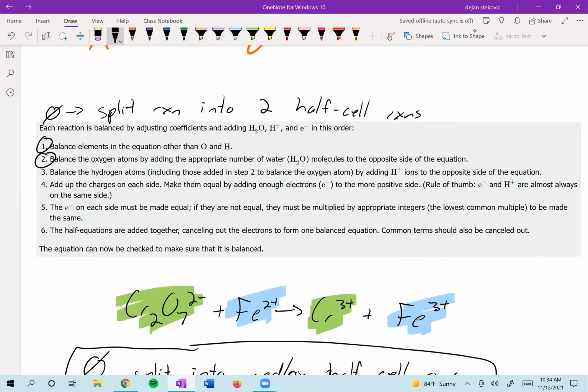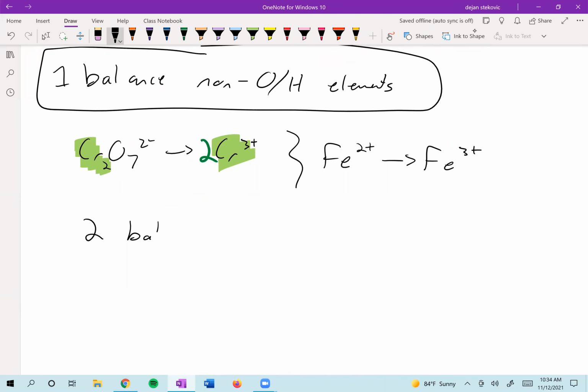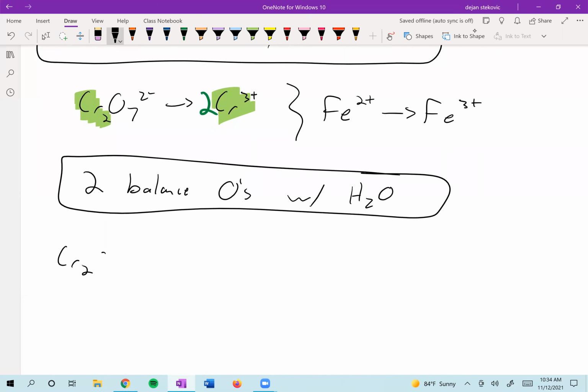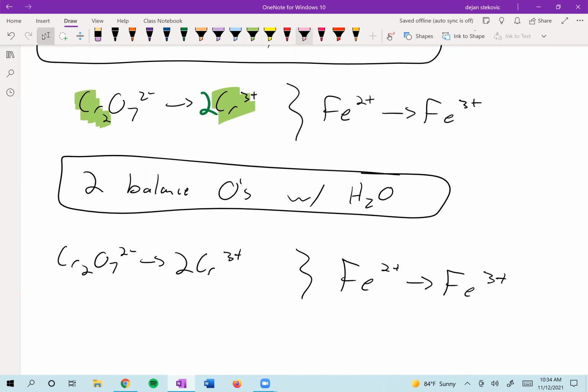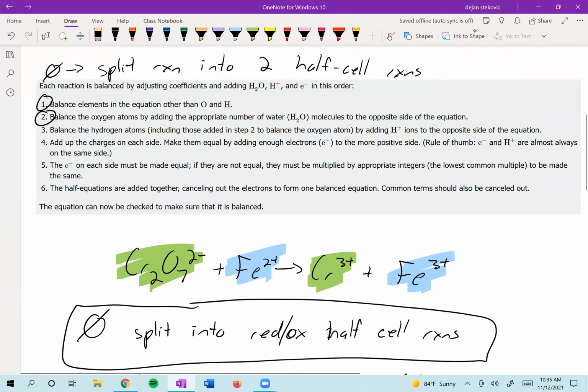Then step 2 here is balance the oxygen atoms by adding the appropriate number of waters. Again, I'm going to rewrite this. You don't have to rewrite this so many times, but it's good at the start. So in this case, we notice that we have 7 oxygens on this side. So to balance that out, we need to add 7 waters. On the right side here, we don't have any oxygens, so we don't have to worry about that. Then we go on to our next step.